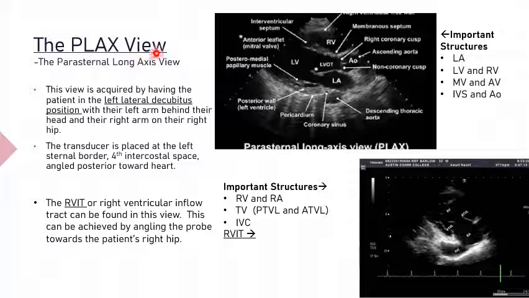So we'll start with parasternal long axis view. It's a good starting point. This is an example of it. And how you get this view is you have the patient lay left lateral decubitus on their side, and you have them put their left arm behind their head and their right arm on their right hip, and you place the transducer on the left sternal border at around the fourth intercostal space, and you just angle the transducer towards their heart.